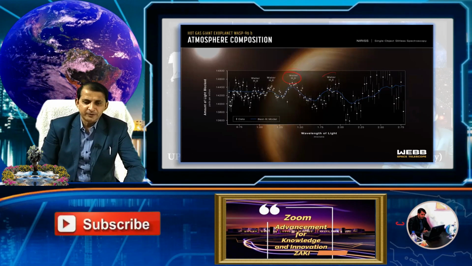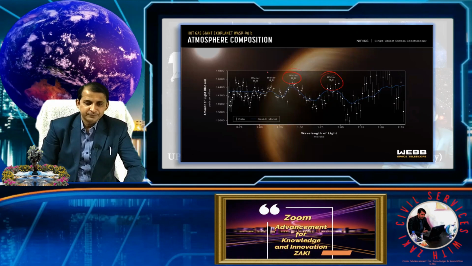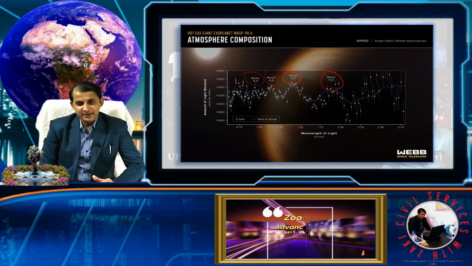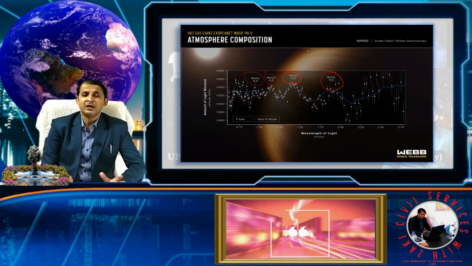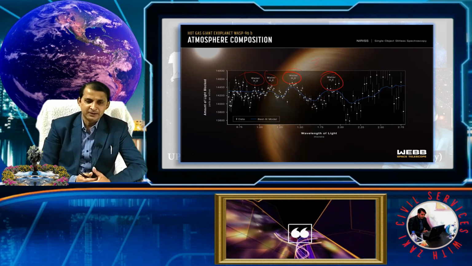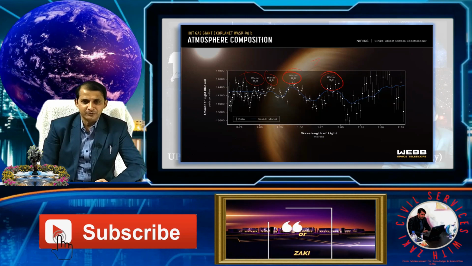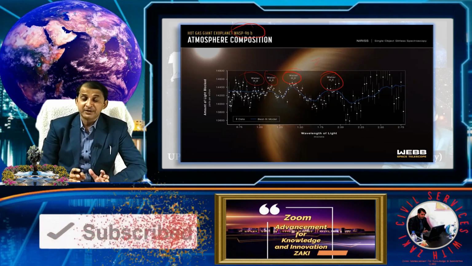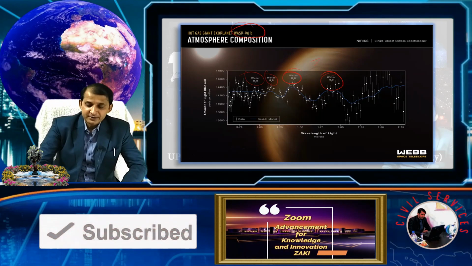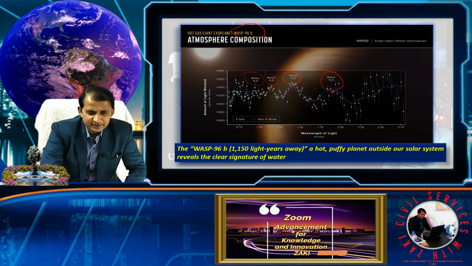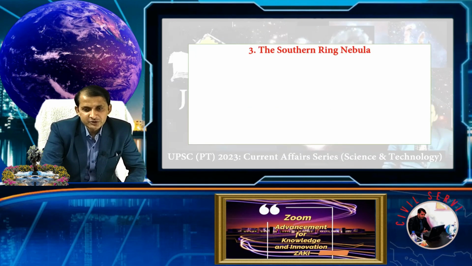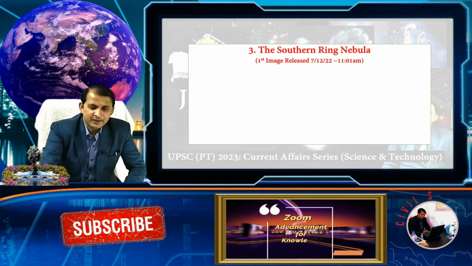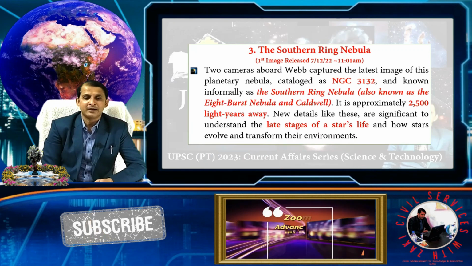So this is a clear signature of the CO2. Sorry, water. So this is the hazy and steamy atmosphere of this planet. As you know, this planet is WASP-96b. It is one of the most significant pictures, and it is the second picture taken by the James Webb Space Telescope. Another is the Southern Ring Nebula, the third image released by the NASA scientists.